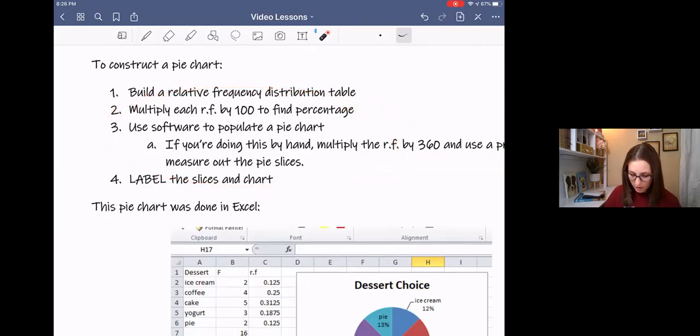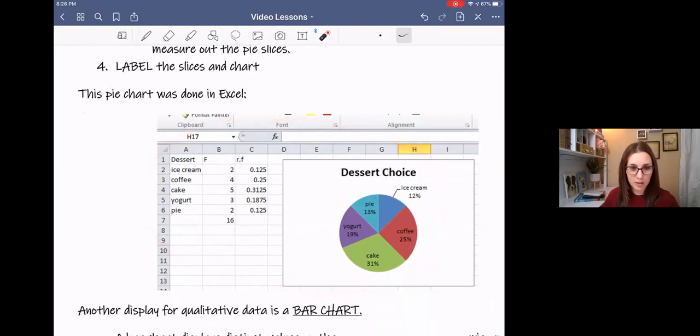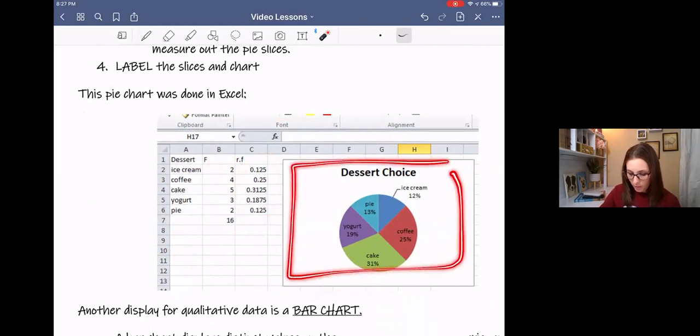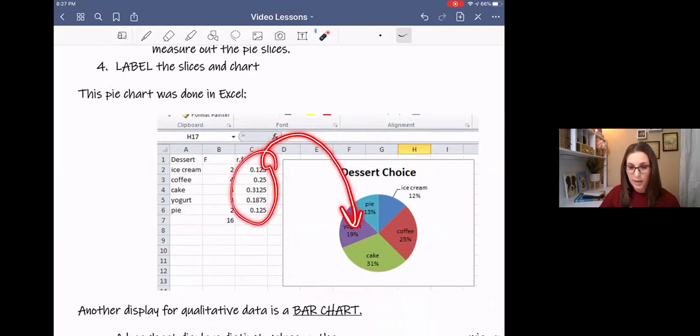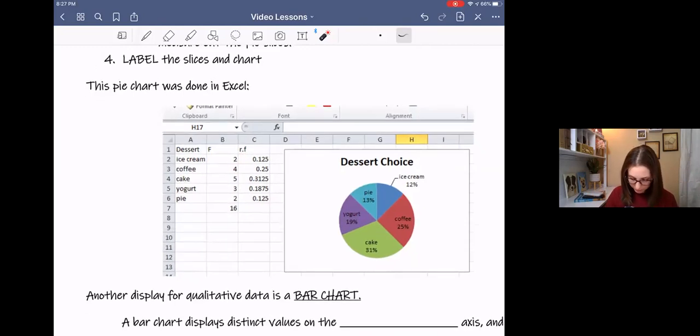I jumped ahead of myself. This one was in Excel. This is a screen capture. I did this one in Excel. I just did desserts, how many people chose those desserts, and the relative frequencies of those choices. I pulled down a pie chart, grabbed my data and dragged it in there, and it just populated it for me. I didn't have to draw a circle or measure out angles. I didn't have to do any of that. It did it all for me. It was very straightforward, very easy to use. If you don't have Excel, I'll show you something you can use a little bit later in the lesson.